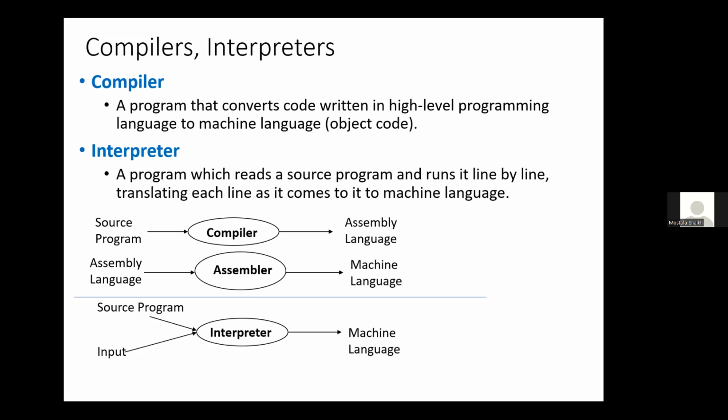So generally our high level language code is transformed through the compiler or interpreter to give us another code, which is zeros and ones. That's the summary of these two slides.